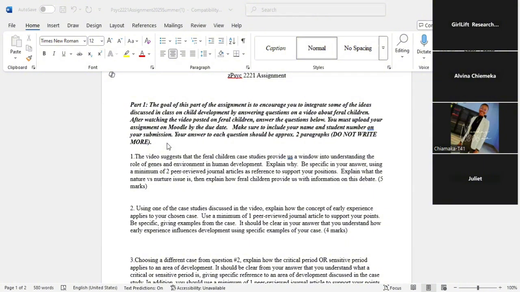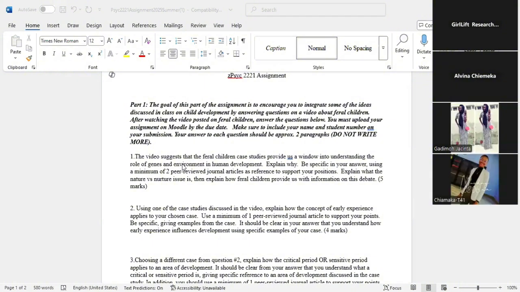Okay, the instruction clearly states that the answers should not be more than two paragraphs. So that's a key point to note when answering the questions or when doing the research. Okay, that's very correct, but it's for each question. So for each question, it must not be more than 2 paragraphs. Okay, that's one.